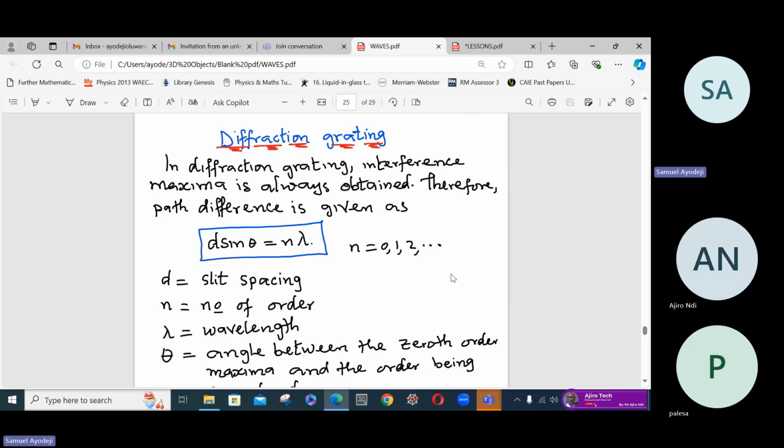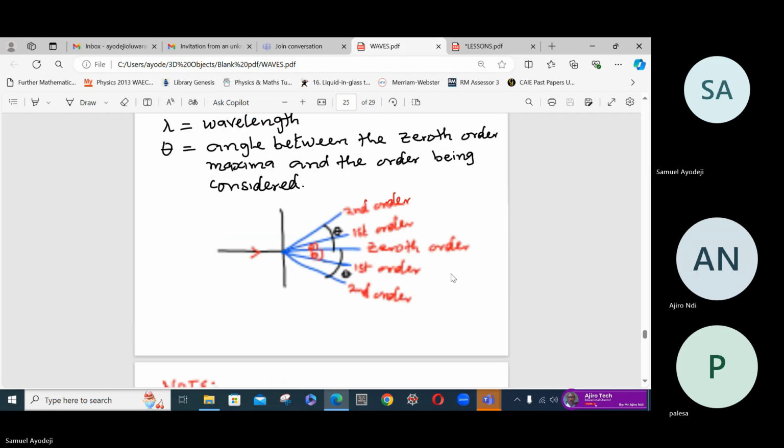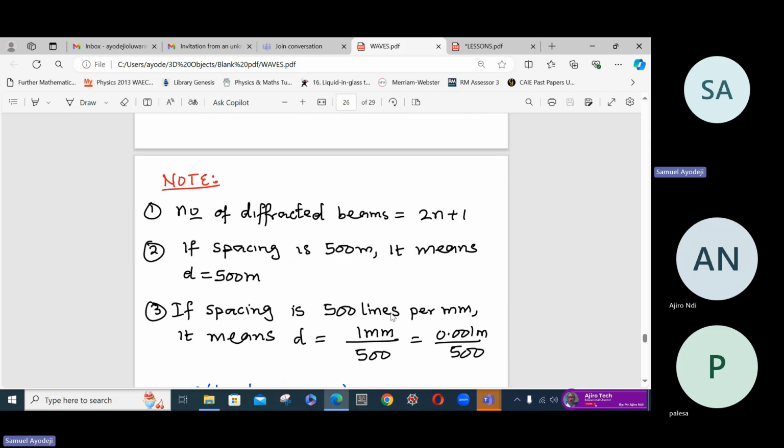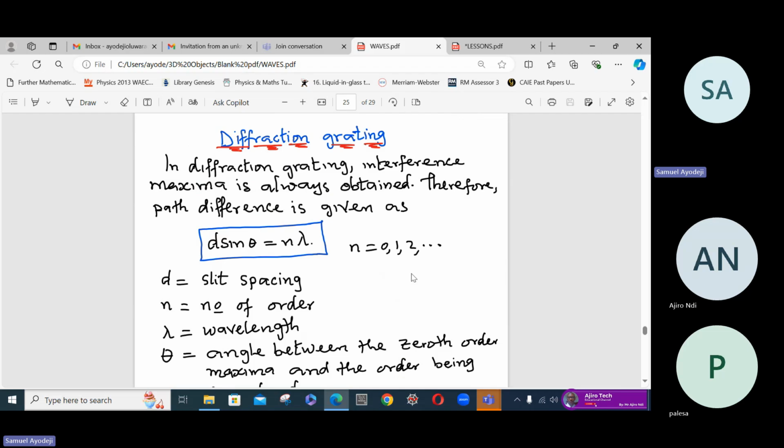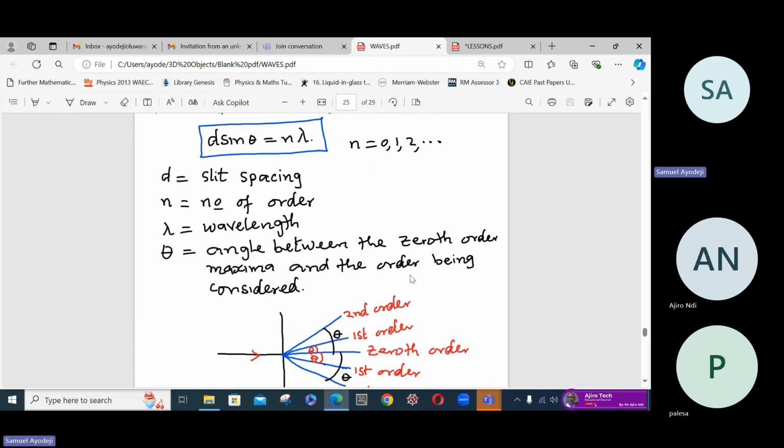Here d is the slit spacing, n is any number, lambda is the wavelength, and theta is the angle between the zero order maximum and the order being considered.